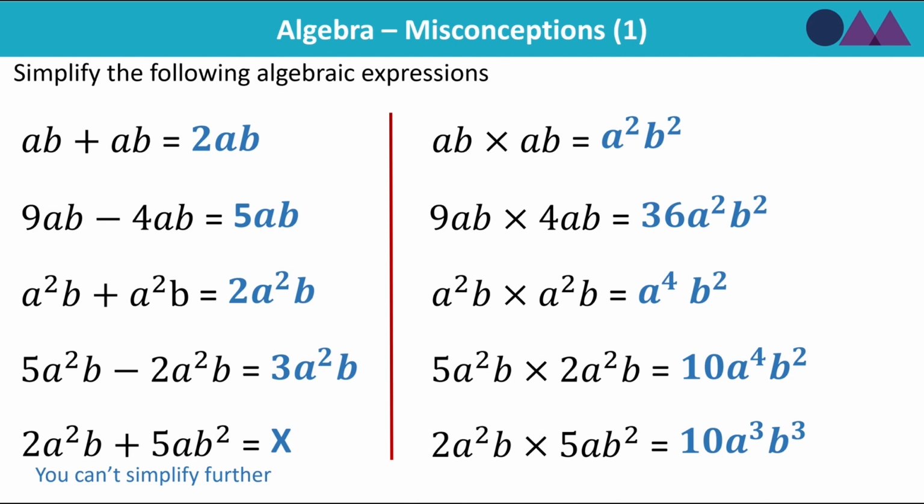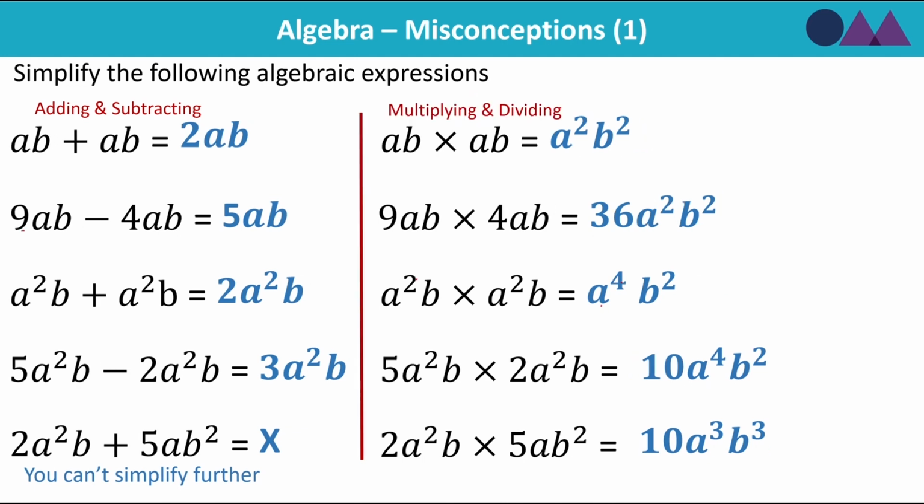Here are the answers. I hope you did well. If you didn't, let's go through it together. The questions on the left-hand side are collect like terms, including adding and subtracting the same terms. The questions on the right-hand side are simplifying expressions, including multiplying. When we are talking about multiplication and division in algebraic expressions, we use the law of indices. In these questions, the operation is just multiplication.